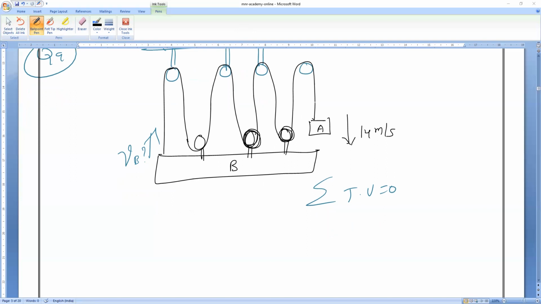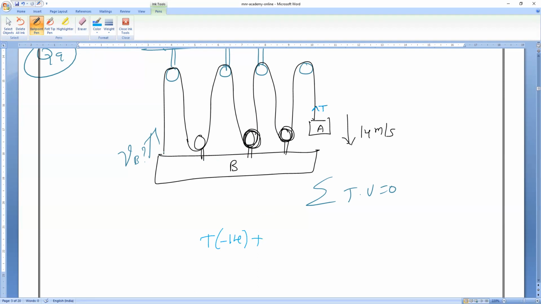First mention tension. Here, tension away from it. Am I right? Correct? Little careful, brothers. You are failing not because you don't know the concept. In the concept, the problem is carelessness. First, for this body write it: tension is upward and velocity is downward. So what will happen now? T into minus 14. Am I right? Clear? And this velocity of B block, you check it here.